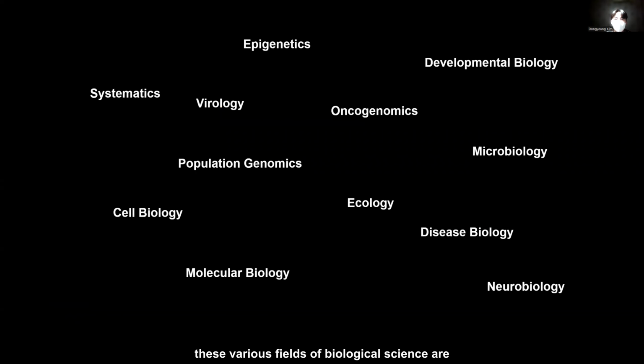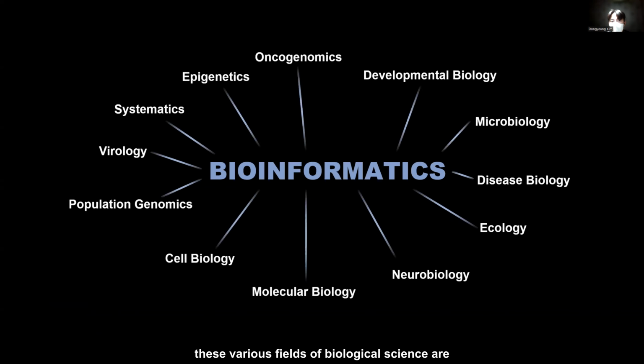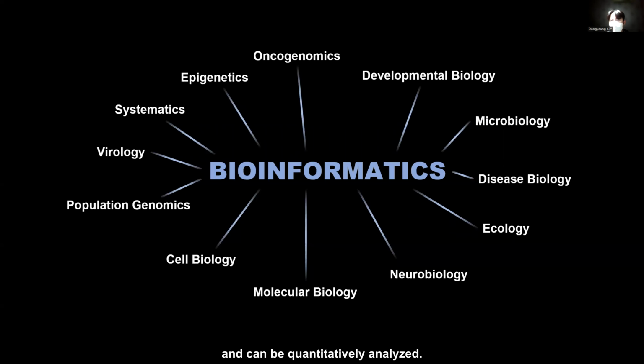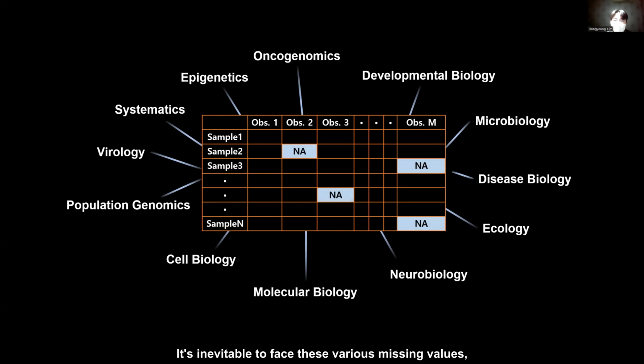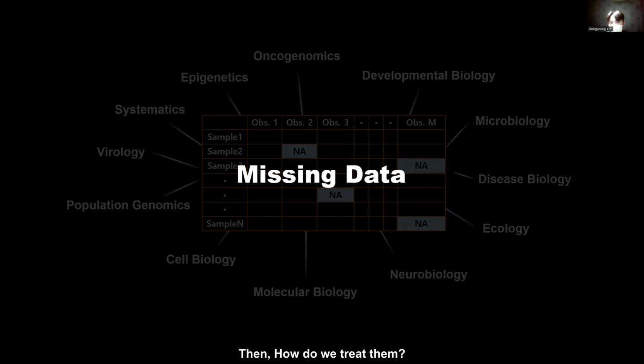In the present day, these various fields of biological sciences are the subject of bioinformatics research and can be quantitatively analyzed. From this point of view, almost all researchers in the biology field commonly deal with these metric data as input. But the problem is that the data that we actually handle isn't that perfect. It's inevitable to face these various missing values, especially in the macrobiology field, due to various realistic limitations in the data collection procedures. Then how do we treat them?